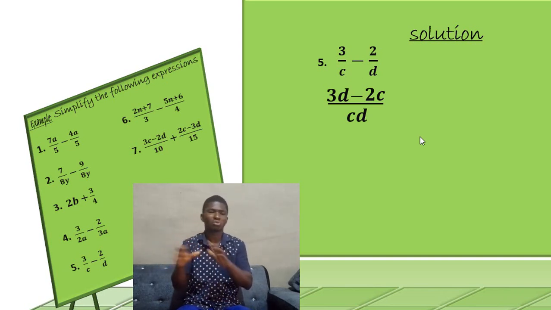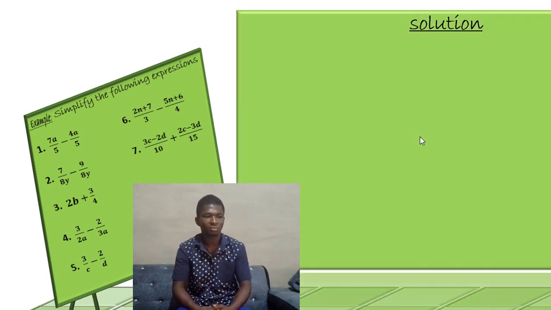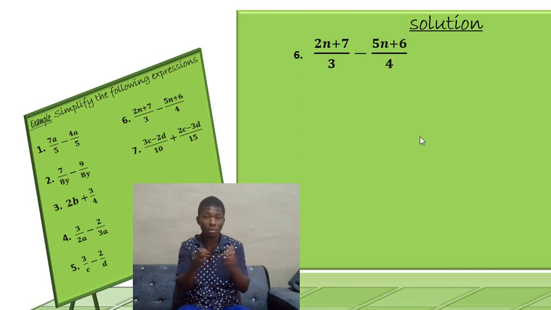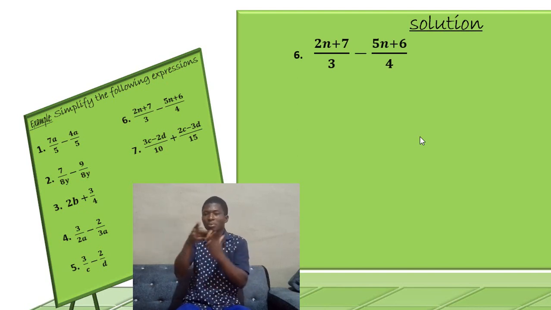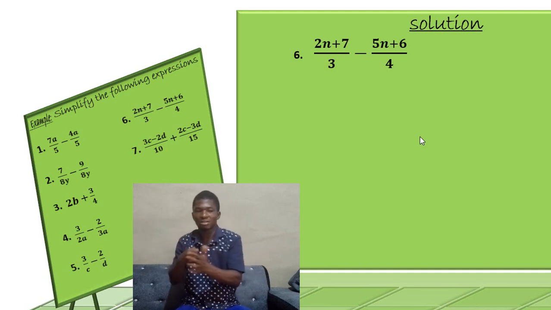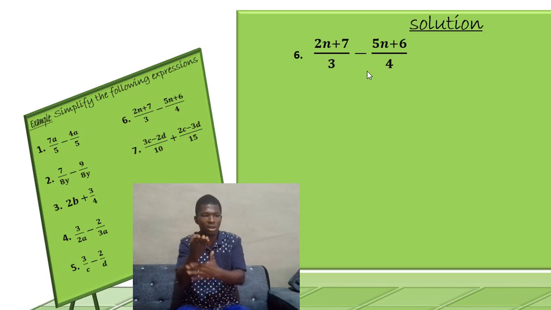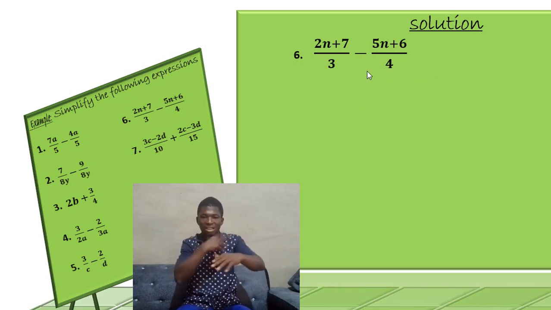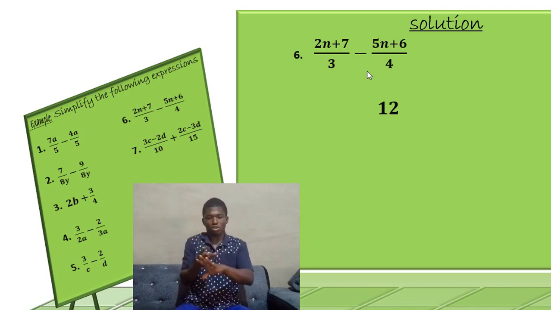Now question 6 here. Oh, this looks bigger, but it's not actually big. It's still the same principle we've been applying. So let's look at it. This is 3 and 4, our denominators, right? So we look for the LCM of our denominators, which is 12. Then you rule your bar.